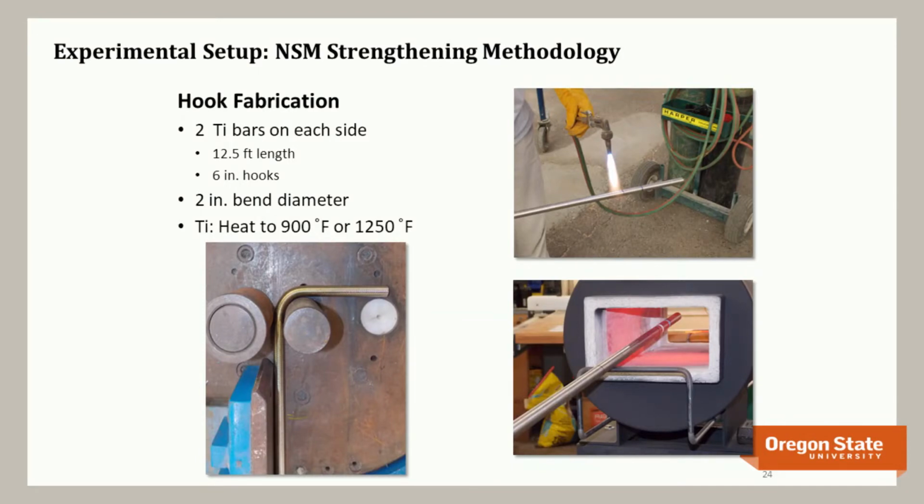So essentially, when you go to the field, one end has a hook already on it, and then you bend the hook wherever you need it in the field. So it's adaptable in that regard. On the lower right, I showed a furnace because we thought we needed to really precisely control the temperature, and we figured it was just easier in the end to use that oxyacetylene torch.